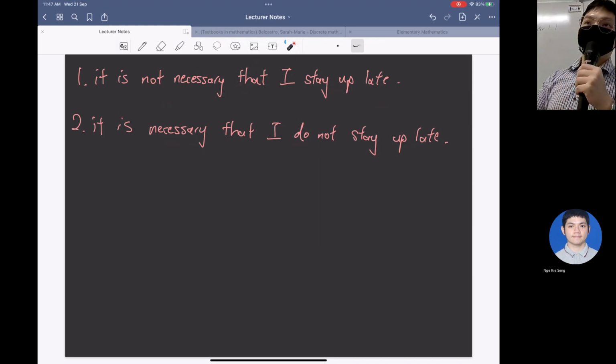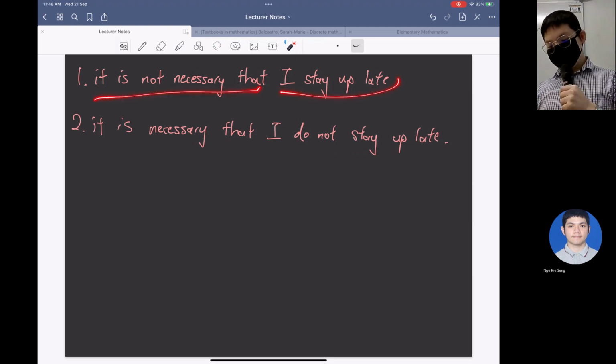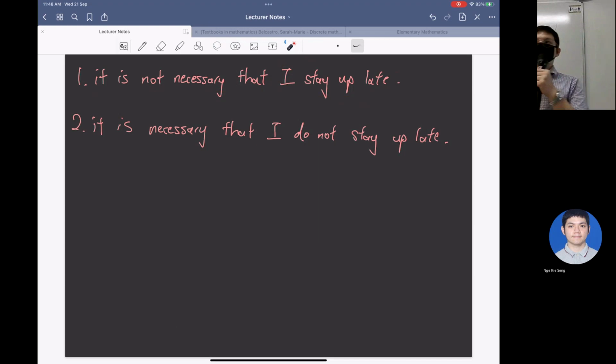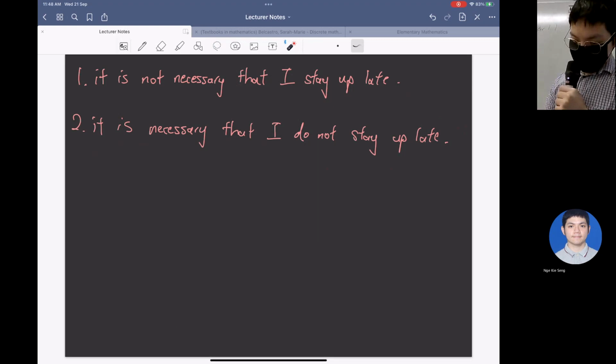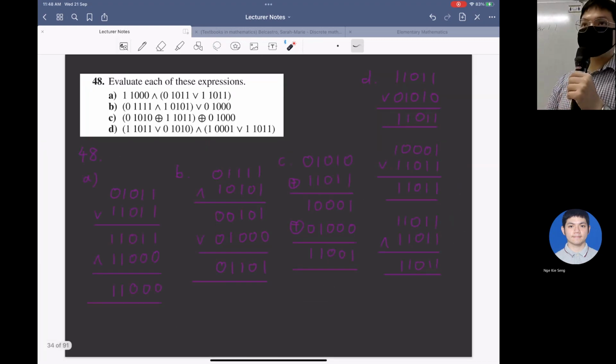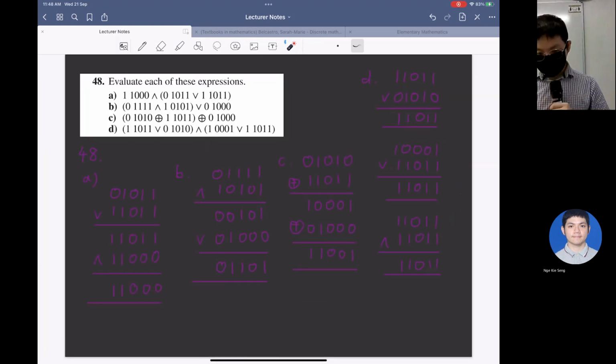So these two are different. Make sure you put the not in the right place. Not necessary means you either stay up late or you don't, I don't know. But if I say it is necessary that you do not stay up late, then you don't. So these two are different. Okay, next.